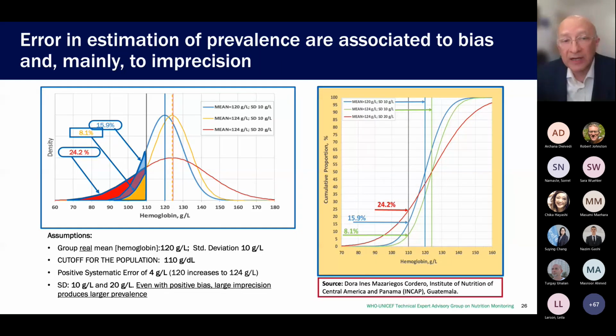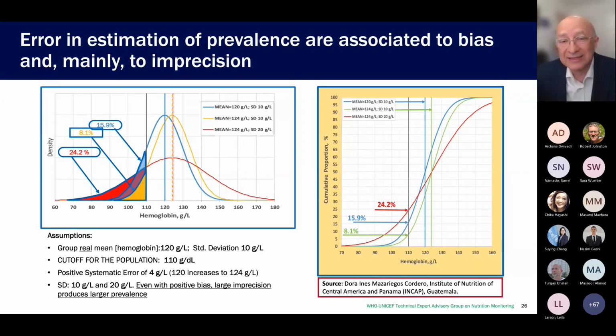Then you have a threshold value, and the graph on the right is the cumulative figure, to make it easier to see and understand. When the systematic bias is positive, in this case 4 grams per liter, but keeping the standard deviation the same, we are underestimating the anemia prevalence. The anemia prevalence was around 16, but with a systematic bias of 4 grams per liter it is reduced to 8.